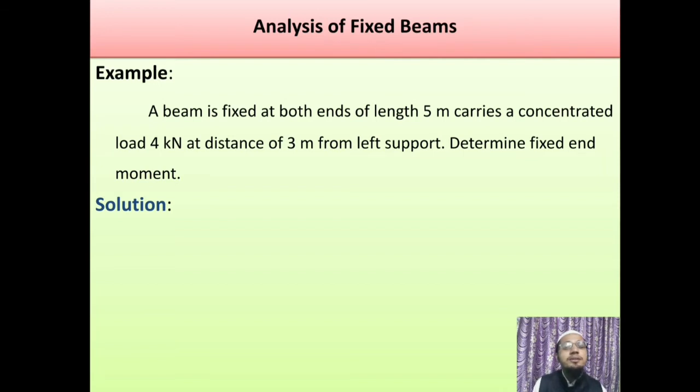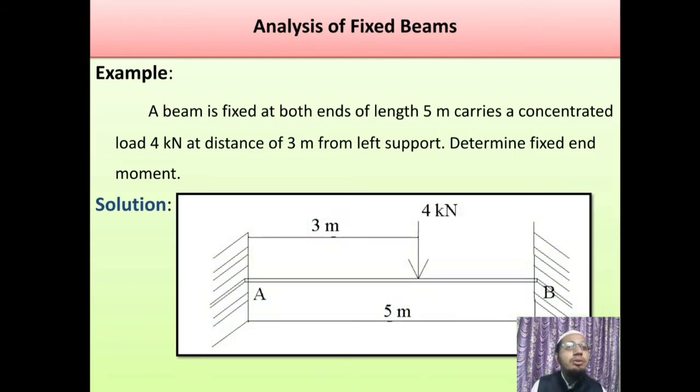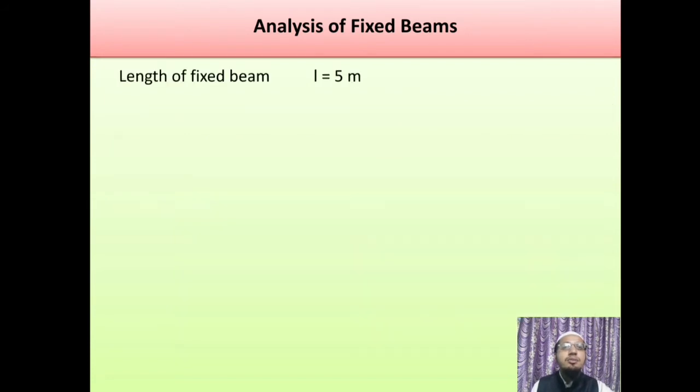So what do we have to do first? Yes, first we have to draw the loading diagram based on the given conditions. You can see in the diagram, as it is said that both ends are fixed, we have shown A and B as fixed, of span 5 meter, subjected to a load of 4 kilonewton at a distance of 3 meter from support A, the left hand support. This will be the loading diagram. Now with the help of this data let us try to solve this numerical.